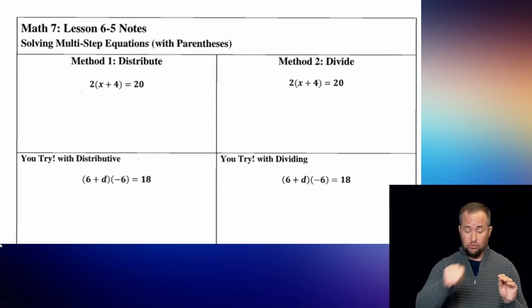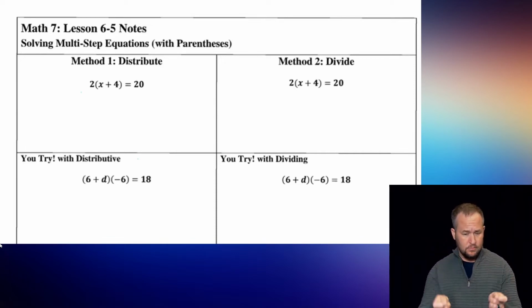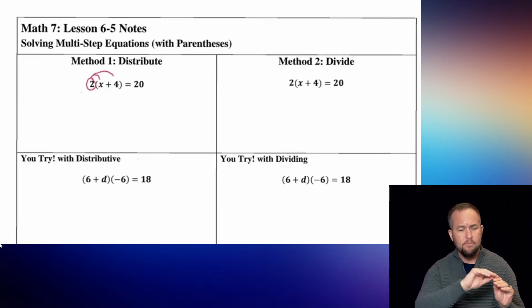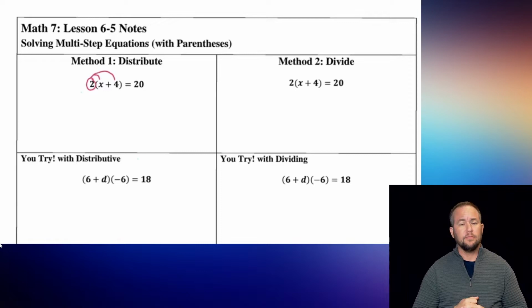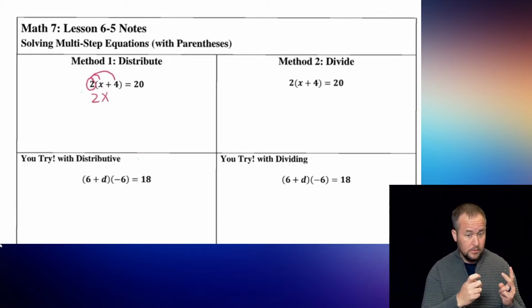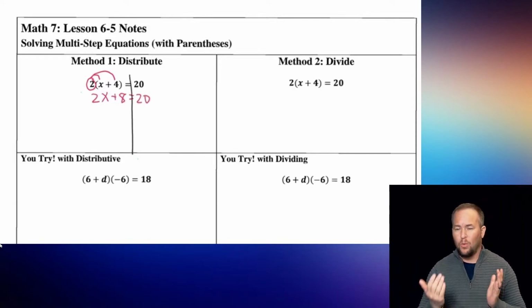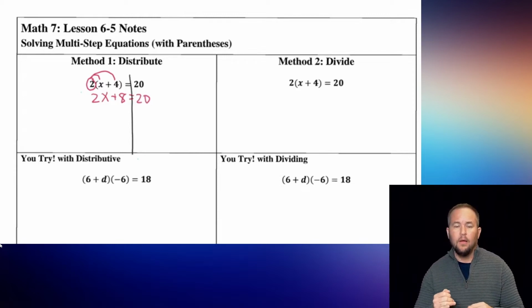Whenever you see a number outside of parentheses, very similar to what we have been doing in the past, you're going to take this number 2 and distribute it to both of the terms. So 2 times x, we have a 2x, and then 2 times a positive 4 gives us a positive 8, and we still have equals 20. So again, you can continue drawing that line down the center. You do not have to.